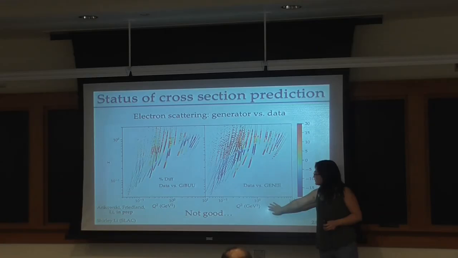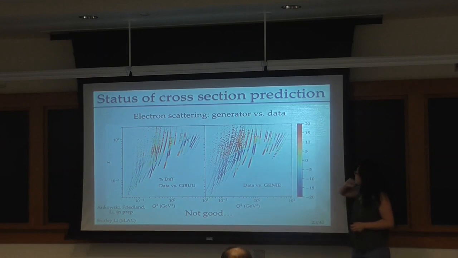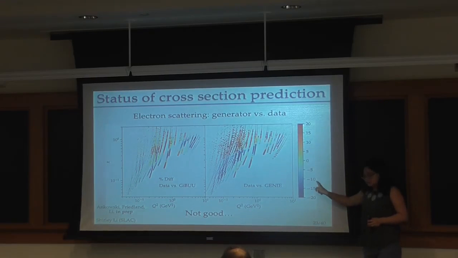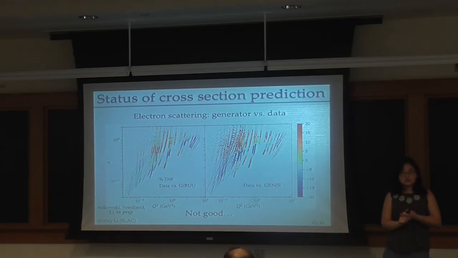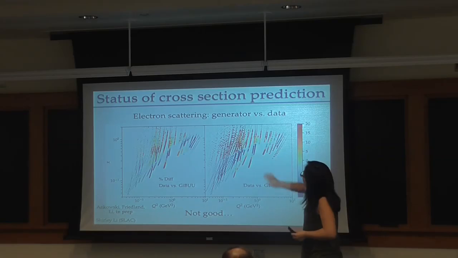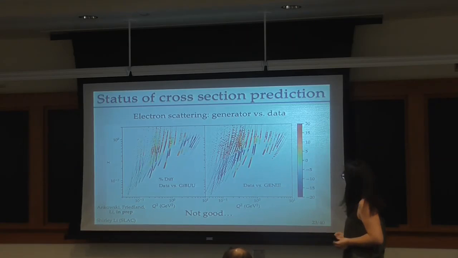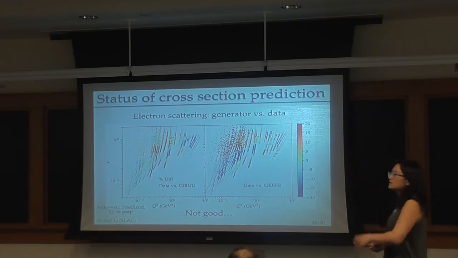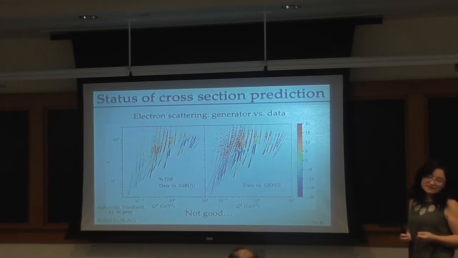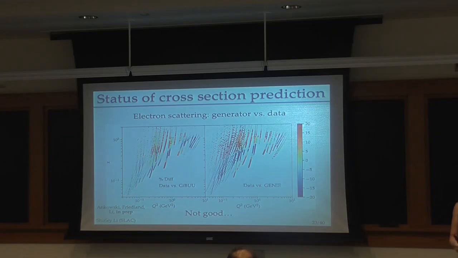Again, this is Q square on the x-axis and Y on the y-axis. And the color bar indicates the percentage difference between data and generators. Roughly, you can see a couple of regions that saturate my color scale, but mostly they are under it, which means that across the whole phase space, Gibuu and data agree at the 20% level. Maybe a little bit worse, but not much more.